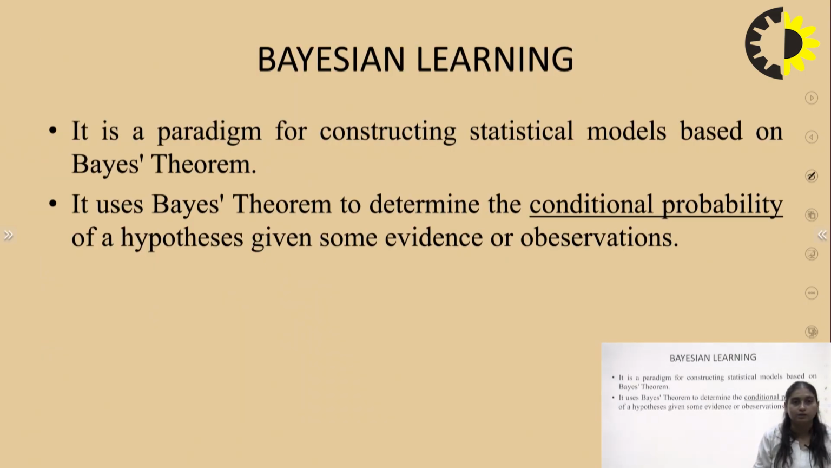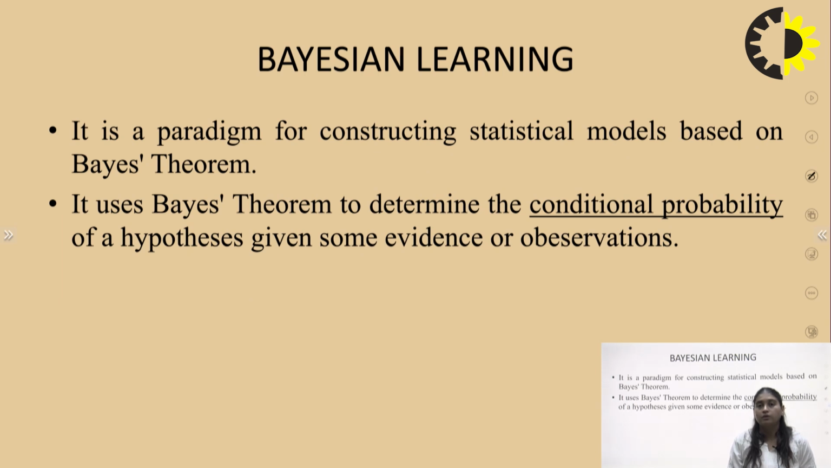Next is Bayesian learning. This topic is in the second unit. The second unit is divided into three parts. First is regression. We have already covered regression. In our syllabus, we have two types of regression: first one is linear regression and then logistic regression.